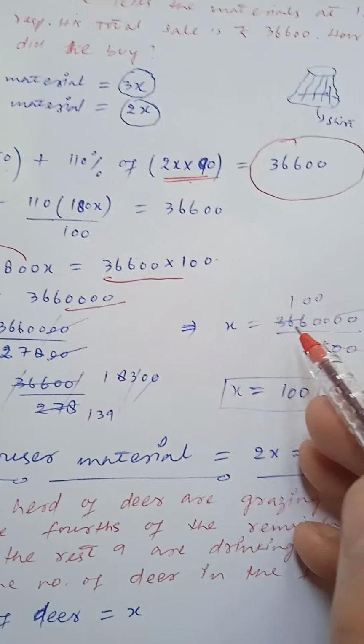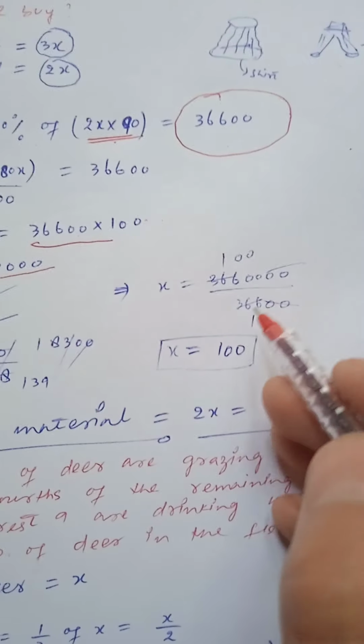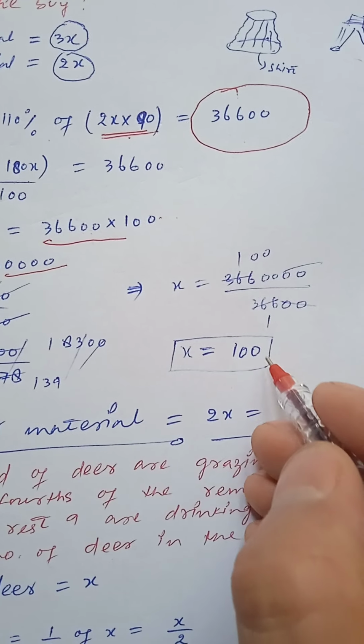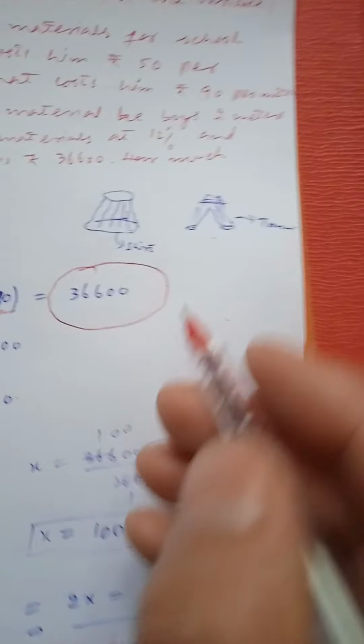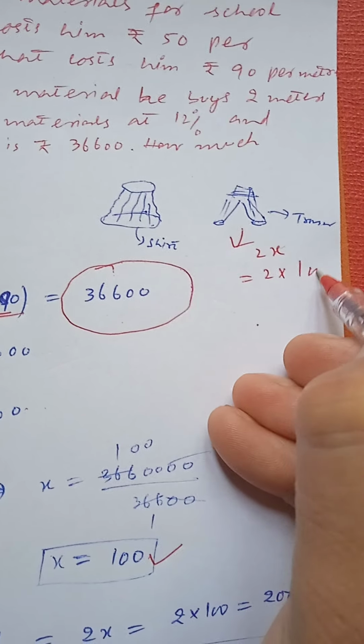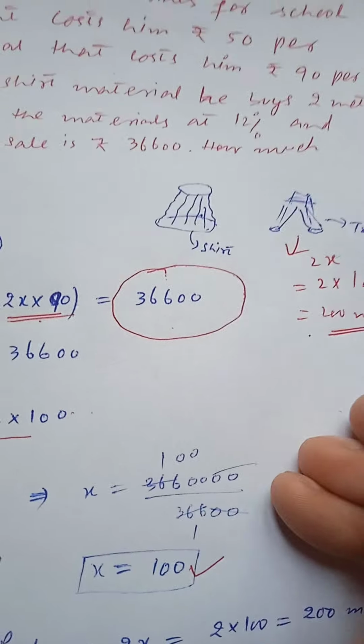Now x will be 3,660,000 divided by 36,600, so the 366 cancels and the double zero cancels, so x is 100. Now tell me, how much trouser material did he buy? He bought 2 into x, that is 2 into 100, that is 200 meters. Hope you understood. Thank you and have a nice day.